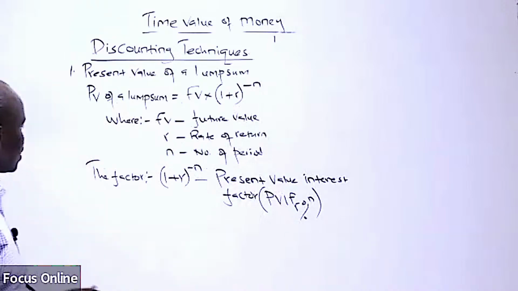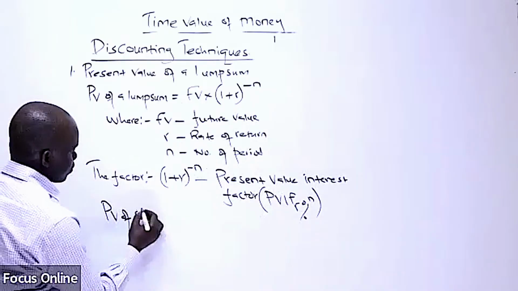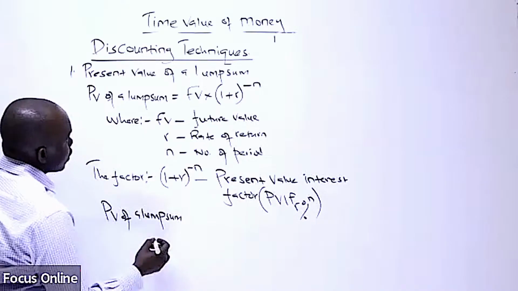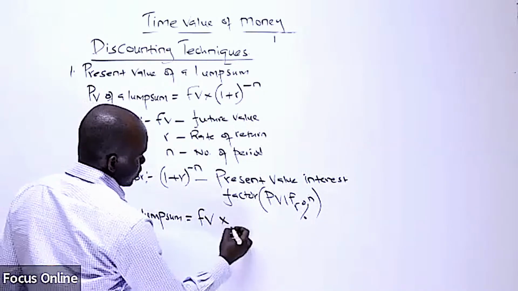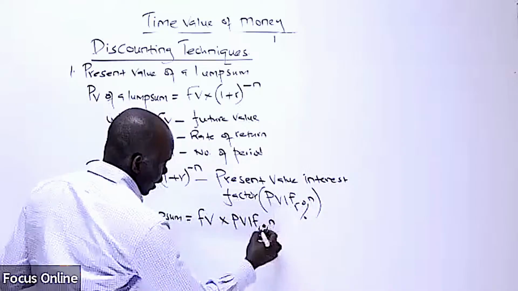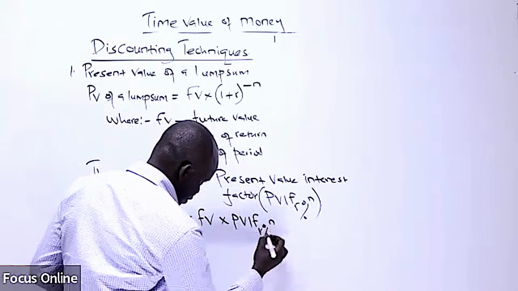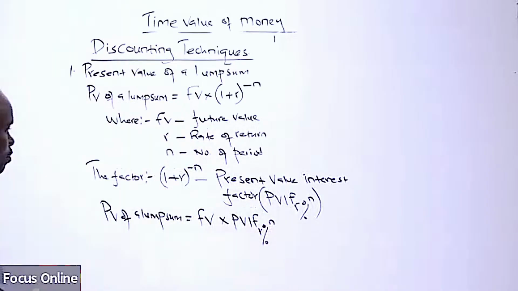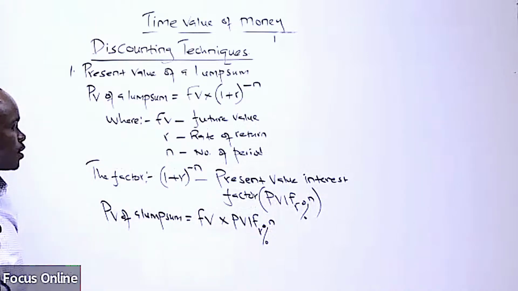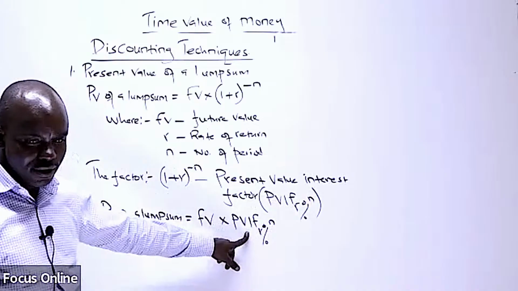So when we are using tables, we say present value of a lump sum is equal to future value times present value interest factor, R% power n. So this is R, this is R% power n, because this factor should give us the same figure as we have here.